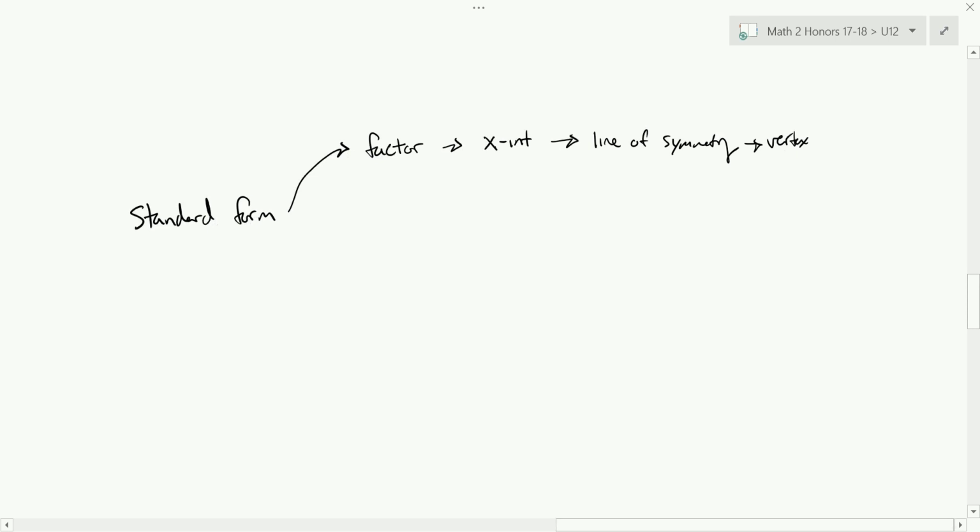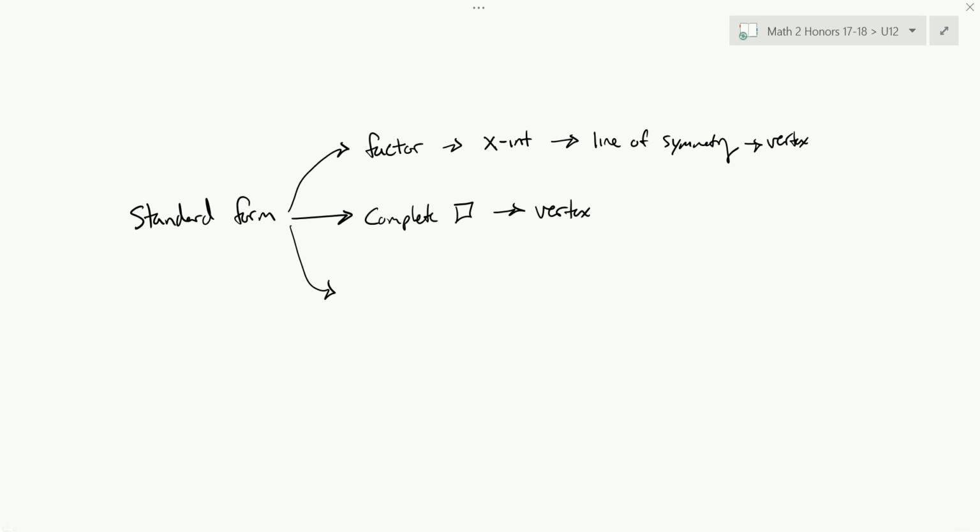What's another route you can take to the vertex from standard form? Yeah. You can complete the square to get vertex form, and you write to the vertex. There's a third way. Anybody know the third way? What's that? What do you mean quadratic formula? How would you use it? How do you find what x equals? Oh, like the x-intercepts? So you could use the quadratic formula to find the x-intercepts and go from there. But there's a quicker way, and it's related to the quadratic formula.